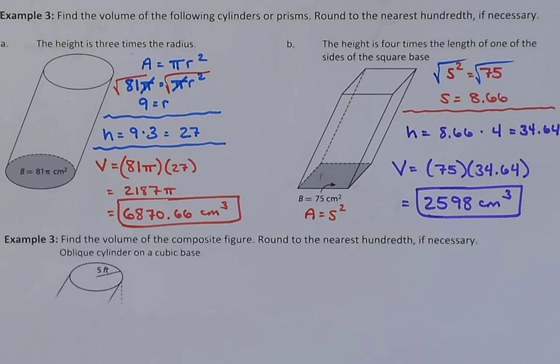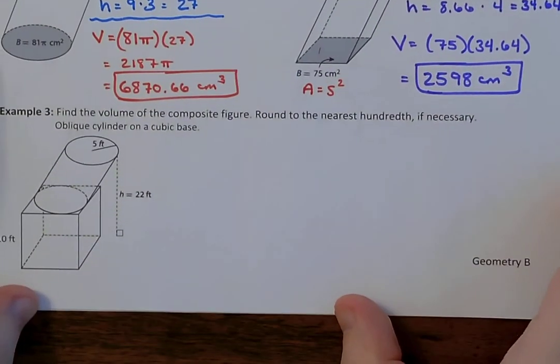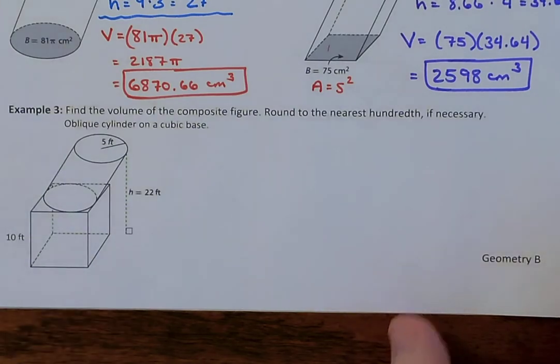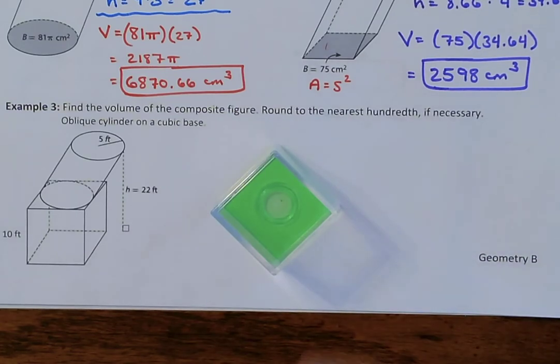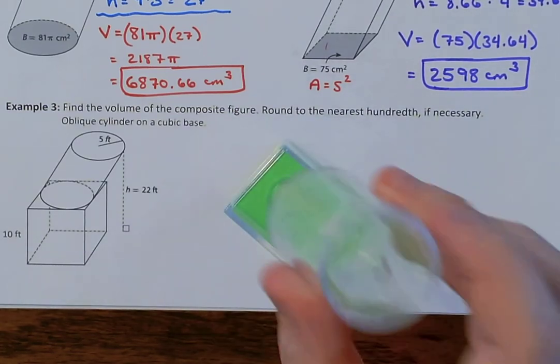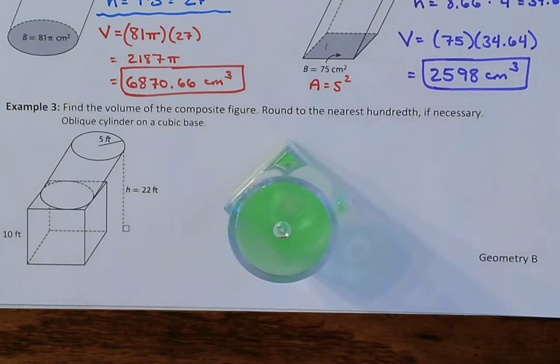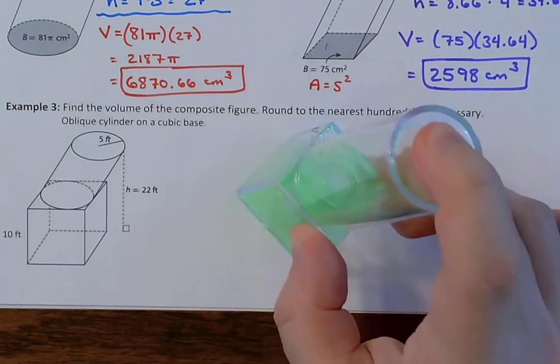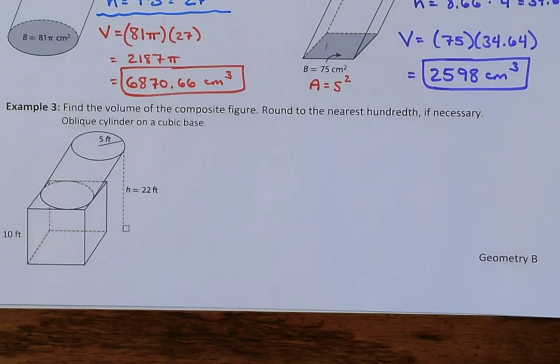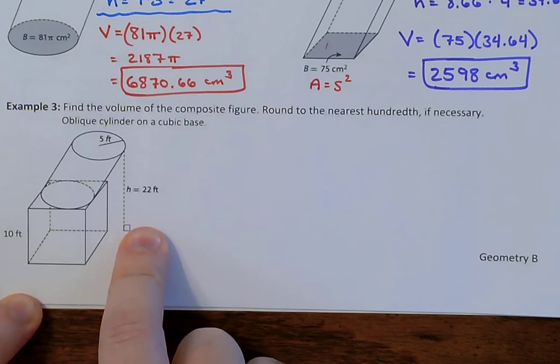Now, example 4, I know it says example 3, wants you to find the volume of the composite figure. What they have given us is a rectangular prism, and then they have put a cylinder on top of it. So they want us to find the volume of this entire shape. That is our goal for this problem.